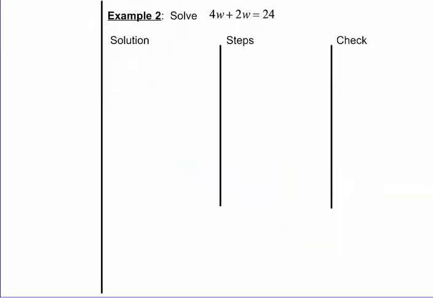Next example. We're going to solve 4w plus 2w equals 24. So we'll copy down our problem first under solution: 4w plus 2w equals 24. Notice we have two expressions, two parts with a w. So we have to get it so that there's only one w, because we want to get the one variable by itself. If you have two variables, you have to use some of the techniques we talked about before to get it down to just one variable.